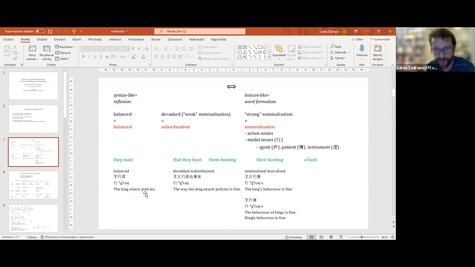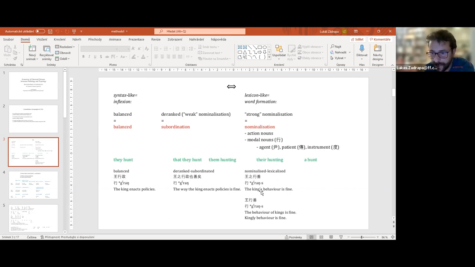Wang Xin Zheng, the king enacts policies. This is a very poor English translation, but sorry for that. Then we have this subordinated type, for example, Wang Zhe Xin Zheng Ye Shan Yi, the way the king enacts policies is fine. That is, Xing is still a verb, but it is already deranked, which can be seen on this Zhe, which makes it dependent. This Wang Xin Zhe becomes a dependent clause, and it becomes the topic of the sentence. The king's enacting policies is fine. It would be maybe a more precise translation.